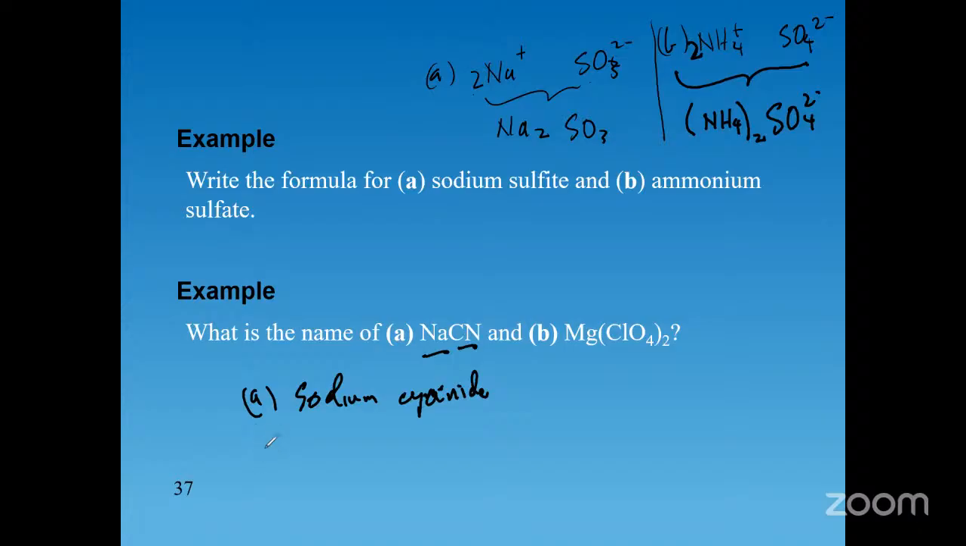So that's sodium cyanide. And then the next one, Mg(ClO4)2. If you look it up, magnesium would be the first name in the formula you write down. And then this ion, if you look it up, it's called a perchlorate ion. So the name of this compound would be magnesium perchlorate, and that's how you name this compound. All right.